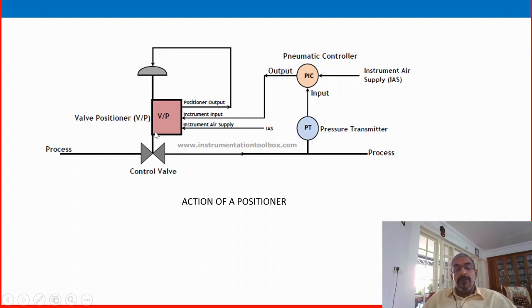And the positioner has one more job. Suppose the positioner receives the control signal to open immediately to 50%. It will take some time and slowly take the action, open slowly or close slowly, not sudden action. So it will normalize the signal, smoothen the signal, and provide a smooth operation of the control valve. If no positioner is there, a sudden signal will come and there will be a quick action on the control valve. So the positioner will give a smooth action on the control valve. This is the function of a positioner.